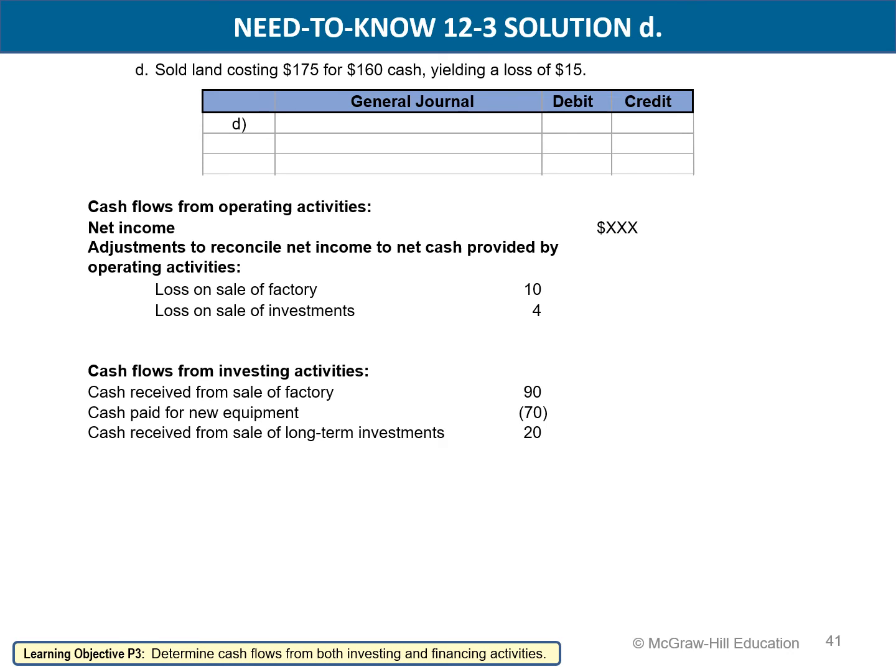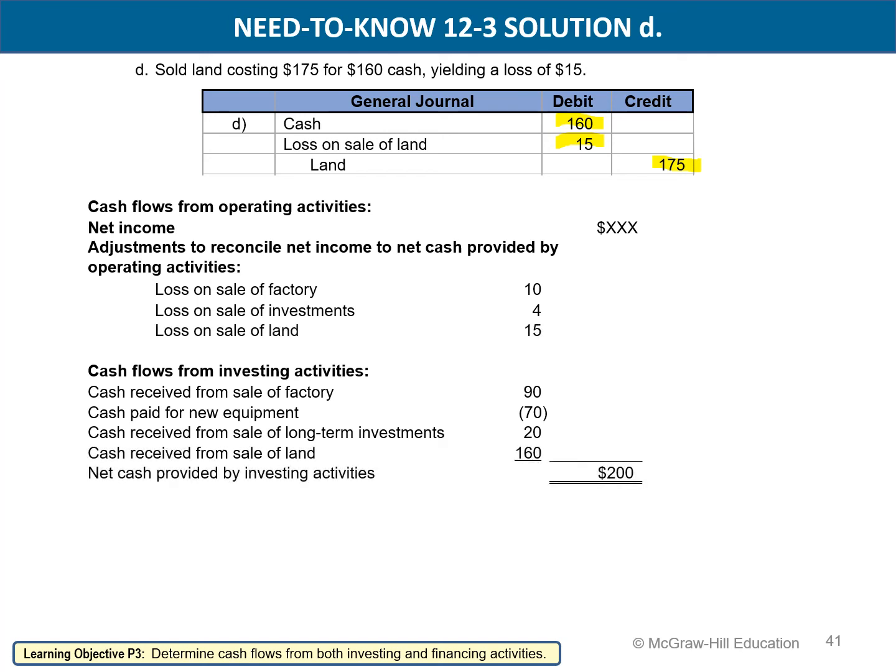All right, letter D, sold land costing $175 for $160 cash, yielding a loss of 15. Well, they told us what the land was that we got rid of, so we need to remove our land from our books for 175. They tell us we got $160 cash, so that would be a debit to cash for 160, and our loss on land for 15. So the cash we received for selling the land belongs in our cash received from sale of land. That's going to be an increase.